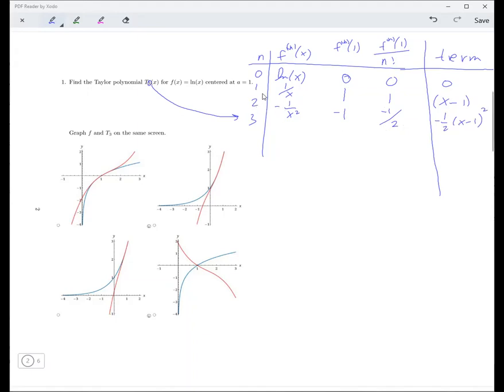And then the next one is when n is 3, the next derivative is positive 2 over x cubed. Well, that's going to be 3. And when you put a 1 in for x, you get 2. And so 2 divided by 3 factorial is 1/3. So the next term is 1/3, x minus 1 to the 3rd power.